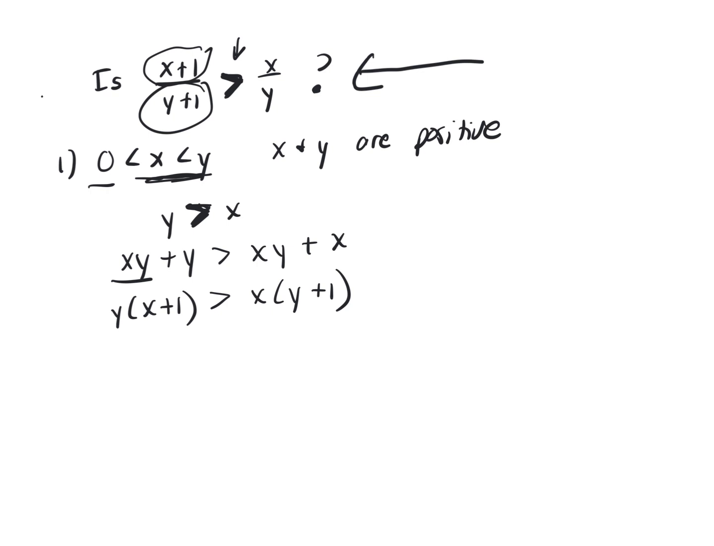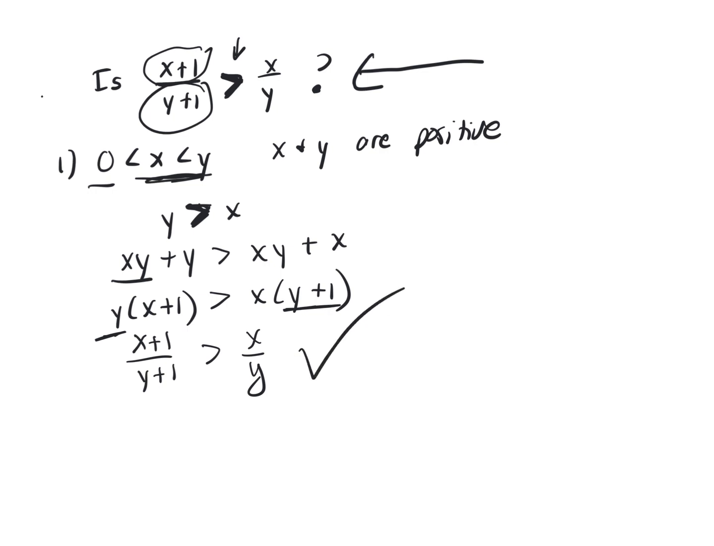Now, can I make it look like that very top line? Yes, divide both sides by y plus 1, and I get x plus 1 over y plus 1. Now divide both sides by y, and I get x over y, which is this. So this works. Forget about clue 1.